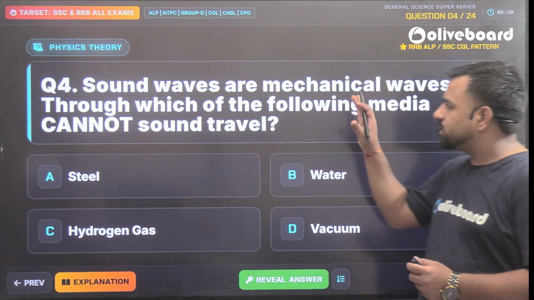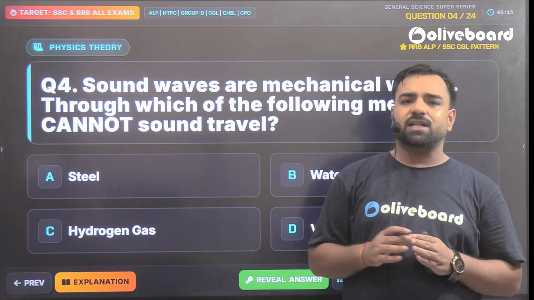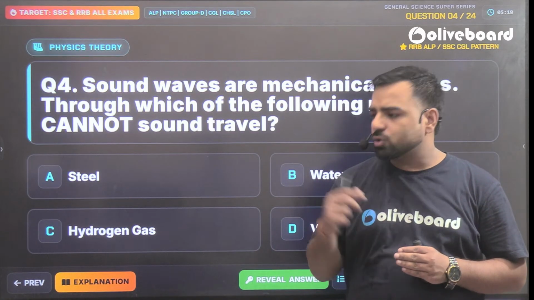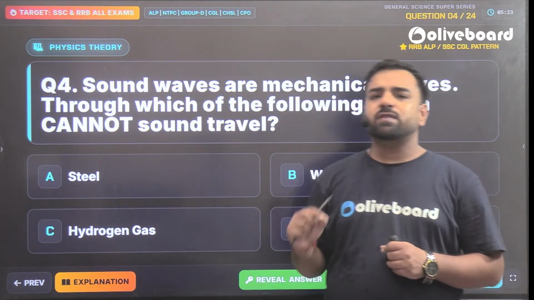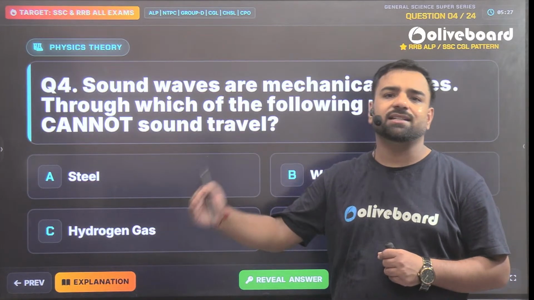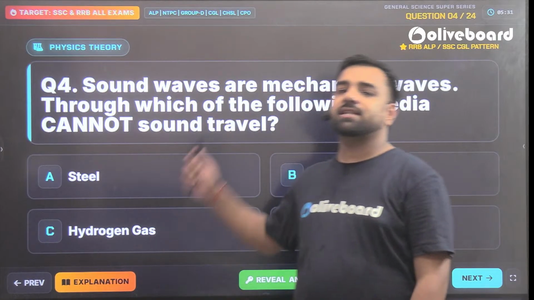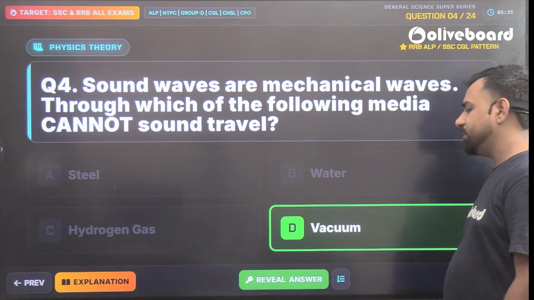So as we know, sound is a mechanical wave. Do you know what is the meaning of mechanical wave? Mechanical waves are the ones which need a medium for the propagation. So the medium can be solid, liquid, or gas. The propagation of sound is fastest in the solid, then lesser in the liquid, and least in the gaseous state. But it cannot travel through vacuum because it's a mechanical wave. So obviously option D, that is vacuum, will be the correct answer here.